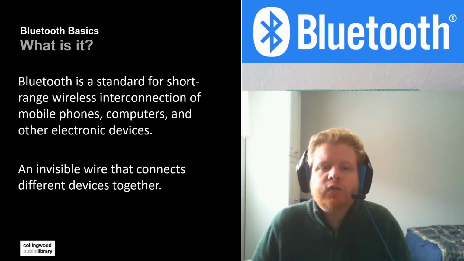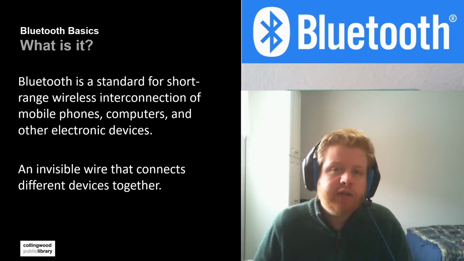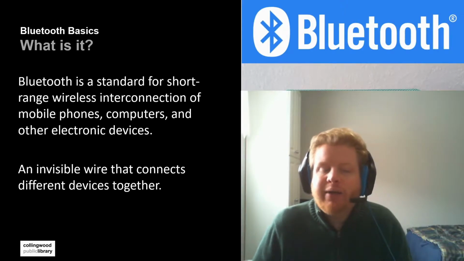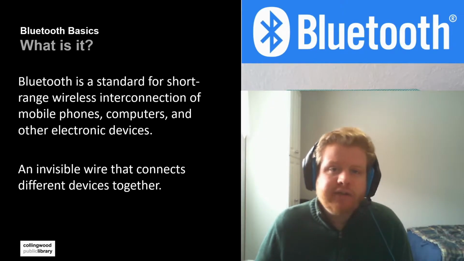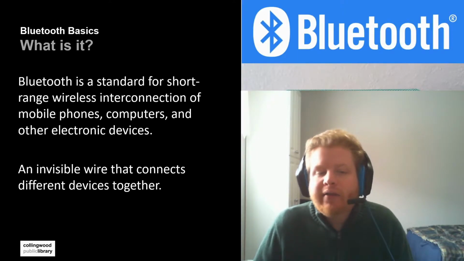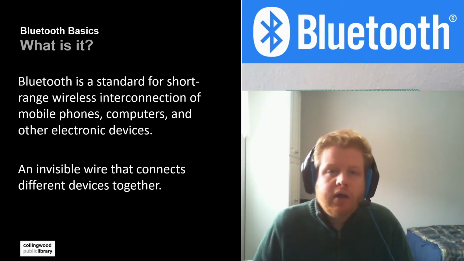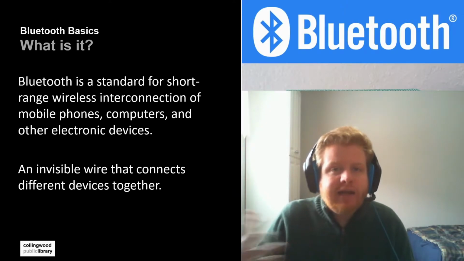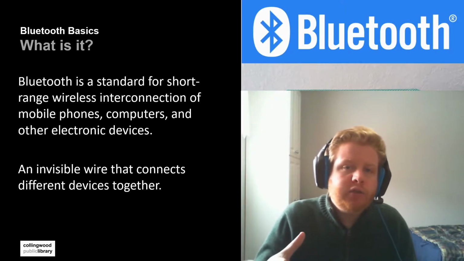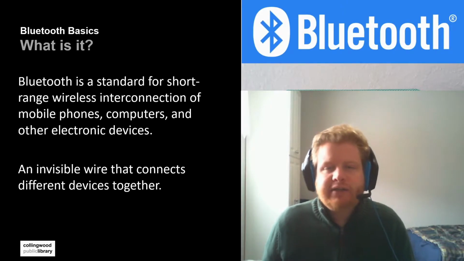Bluetooth stands for Short Range Wireless Interconnection of Devices. This is generally going to be your smartphone or mobile phone, computers, tablets, and really any other electronic device. You probably use this without even realizing that you are using it. It's an invisible wire that connects different devices together. Basically, it needs something sending that signal and then it needs some hardware to take that signal and understand it.